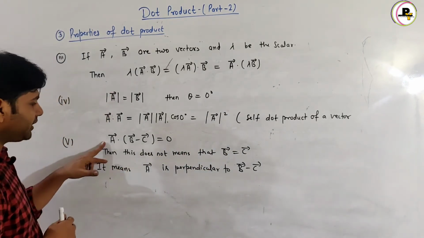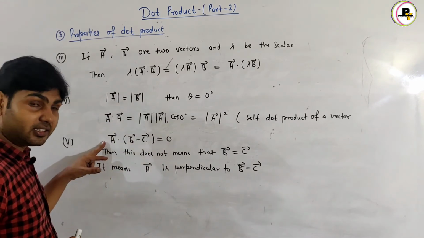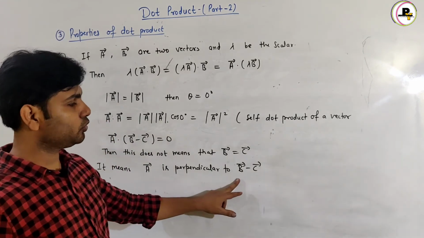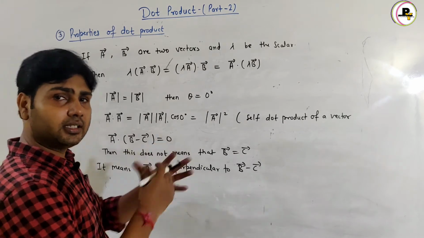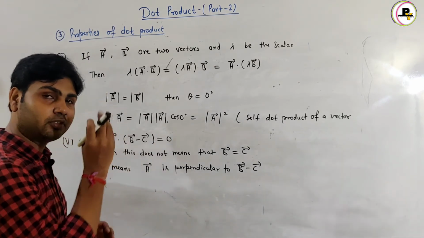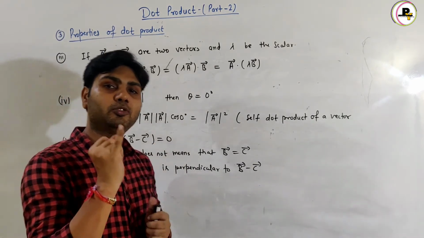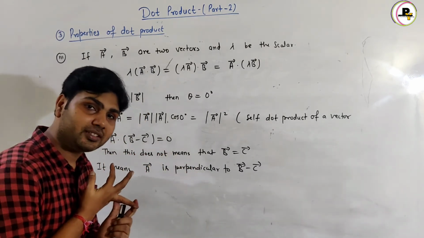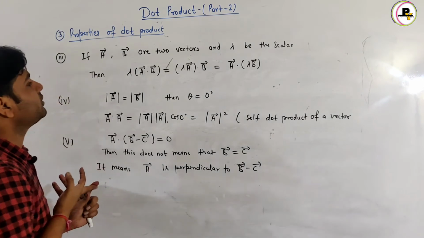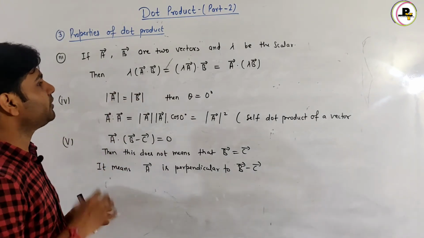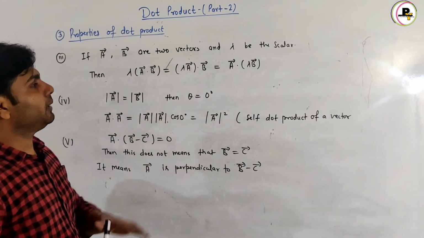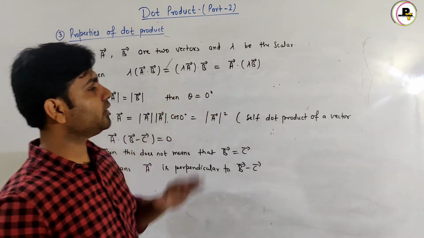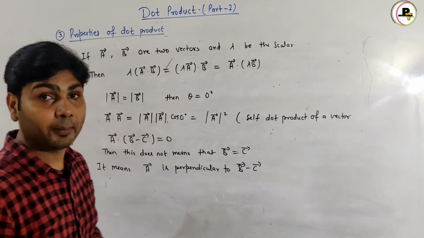It means that A vector is perpendicular to this bracketed vector, that is, A vector is perpendicular to B vector minus C vector. These are the properties of the dot product. First one is what? The dot product of two vectors obeys the commutative law. Second, the dot product obeys the distributive law. Third property is what? Lambda times (A vector dot B vector) is equal to (lambda times A vector) dot B vector, which is equal to A vector dot (lambda times B vector).